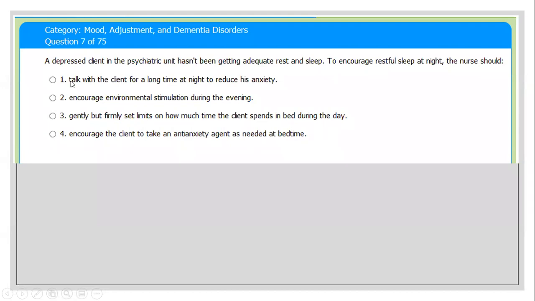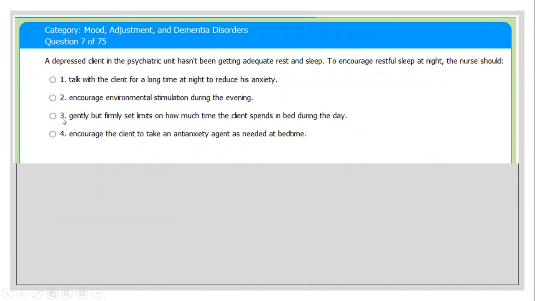So number one, talk with the client for a long time at night. Definitely it is not the answer. It makes sense, right? Not the answer. Encouraging environmental stimulation, definitely no. We always provide a quiet, non-stimulating environment. Number three and number four.